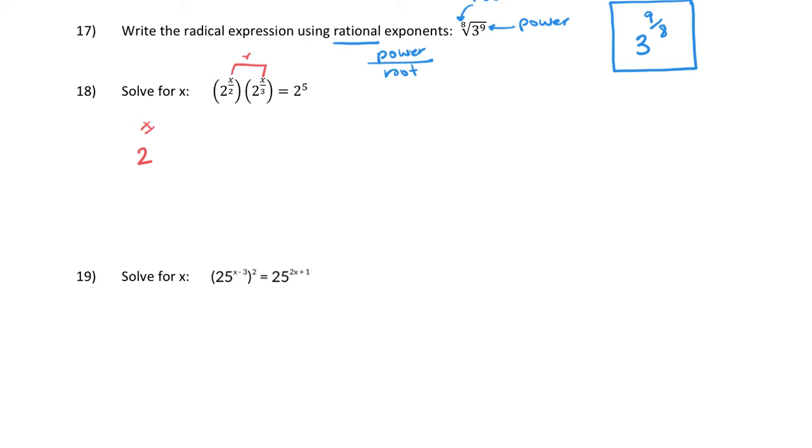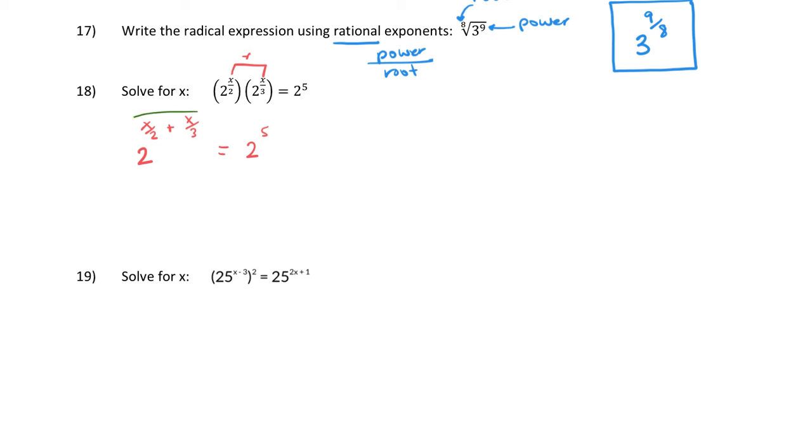X over 2 plus x over 3. That is equal to 2 to the 5th power. So we simplified the left side of our equation. We got that down to a single base of 2. Now what we notice is that 2 to a power is equal to 2 to a power. So when you have the same base, that means that your exponents will be the same.